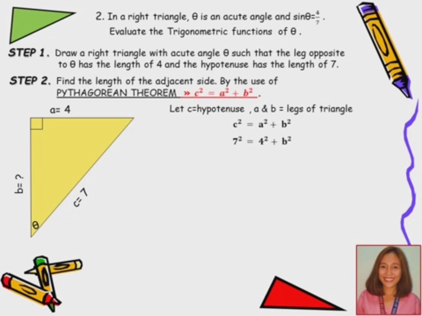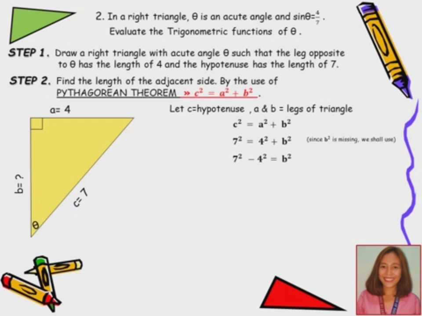C becomes 7 squared, equals a becomes 4 squared plus b squared, since our b is still unknown. So since b squared is missing, we are going to use this one. Therefore, we will have 7 squared minus 4 squared equals b squared, or b squared equals 7 squared minus 4 squared.